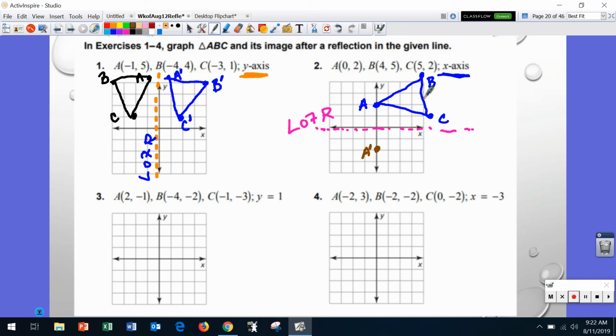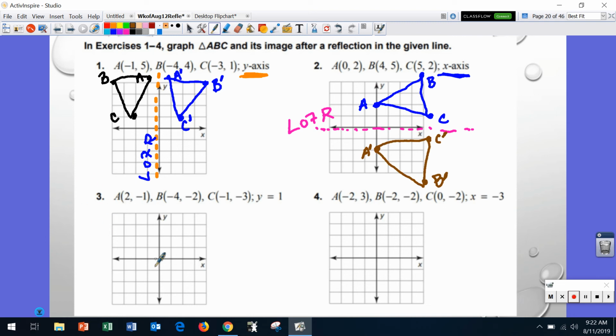So 1, 2, 3, 4, 5. So I go 1, 2, 3, 4, and I need one more spot. I'm going to call it right here. Make that 5. That's my B prime. And then here I get 1. So here I'm going to go 1. And there we go. We have our image and our pre-image. So we're finished with that one.